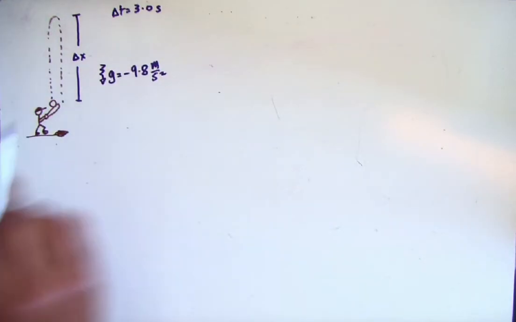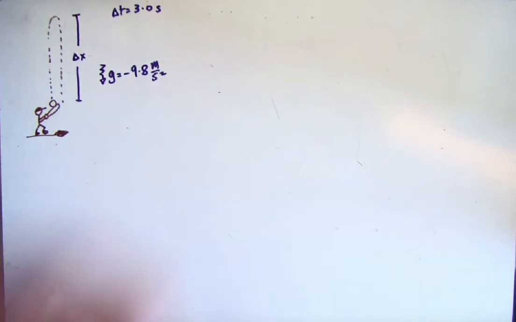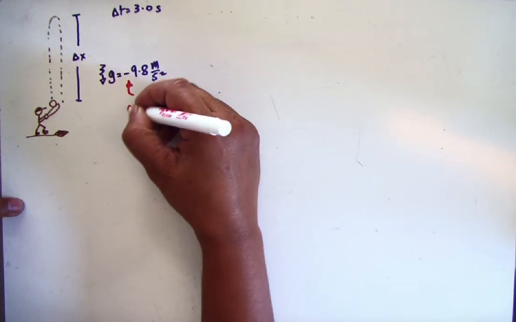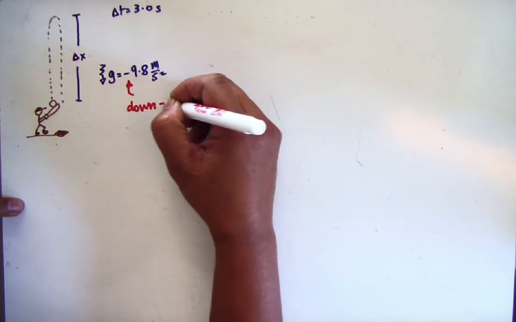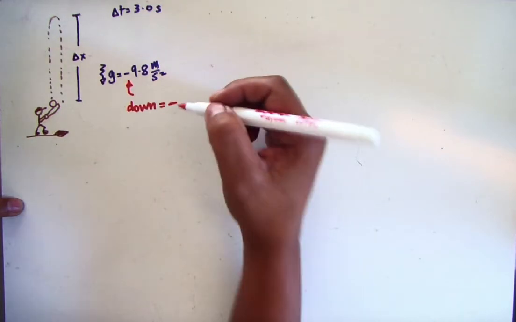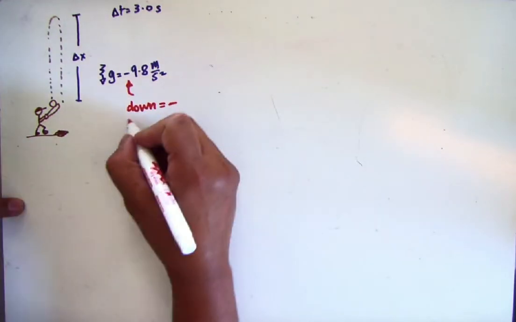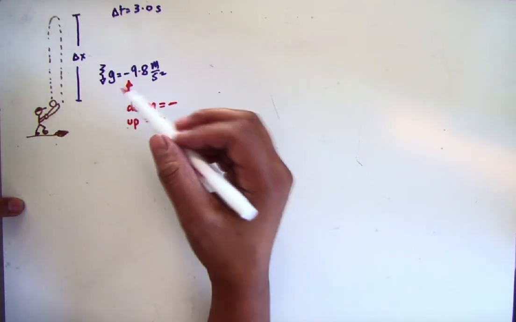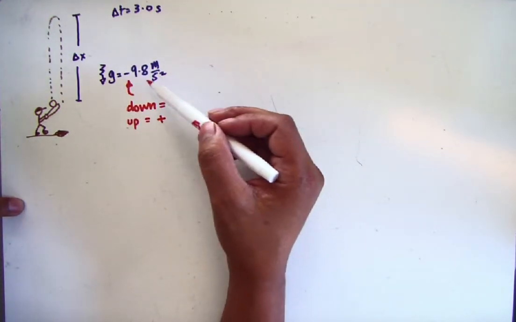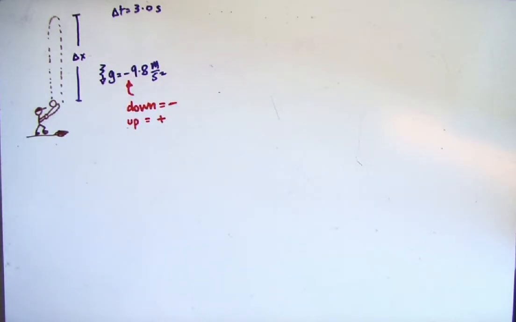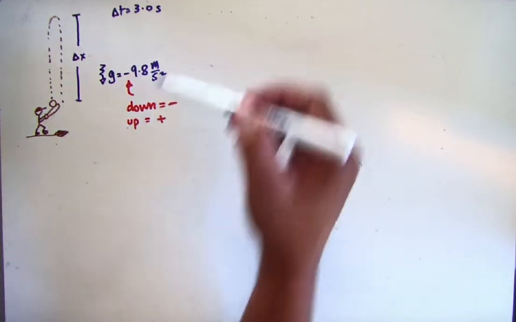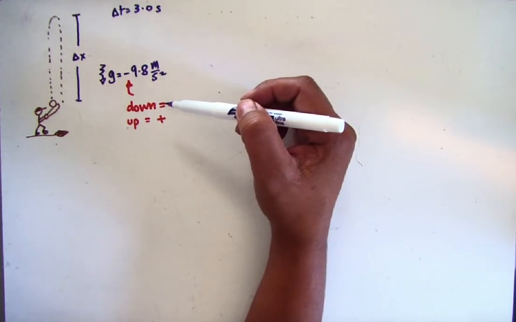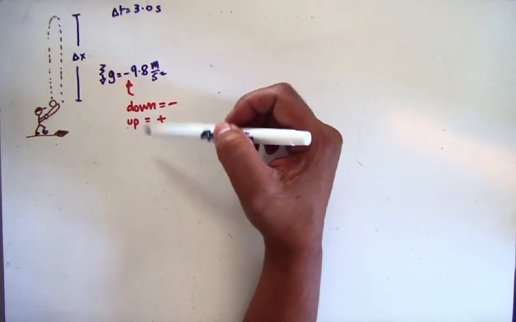Now, what this negative means, and this is a really important thing, is choosing a sign convention. What I'm saying is down is equal to negative, because I'm choosing that. And what I'm implying by that is up equals positive. So these are all vector quantities. If I don't include the negative, then the equations don't know, is it going up or is it going down? So I'm going to put in that negative sign because I've chosen down to be negative.